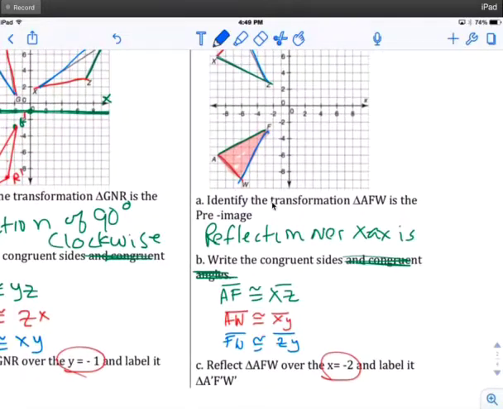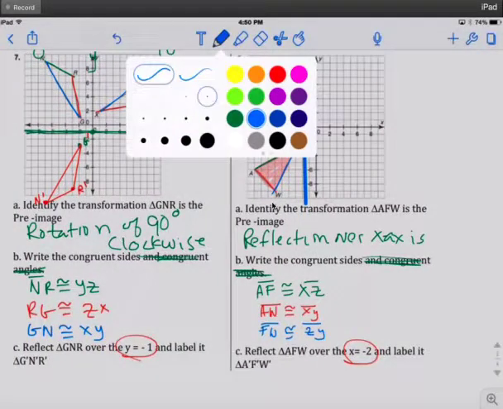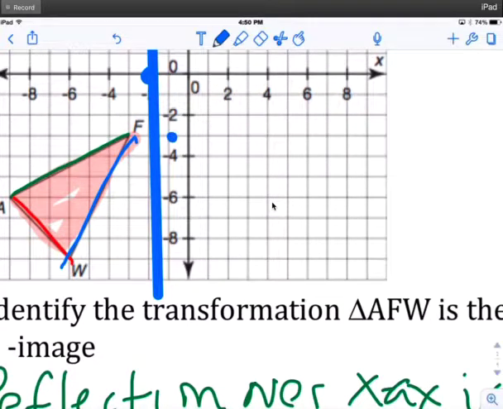X equals negative 2 is right there in blue. Right here, that's X equals negative 2. That's where you're going to put the mirror. Okay, so if your mirror is right there, draw in your mirror. Reflect over that. So basically, F is 1 over, so F prime here. W is 4, so count 4, put W prime there. This is 4, 4, that's 8. So 4, 4, that's 8, A prime. Connect the dots. Oops, get rid of this line here.